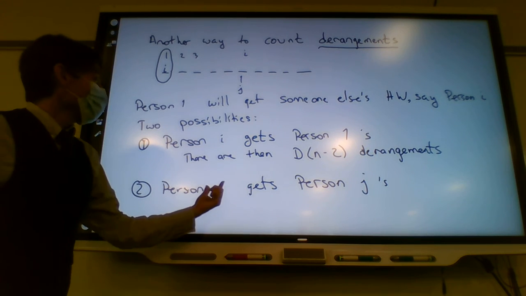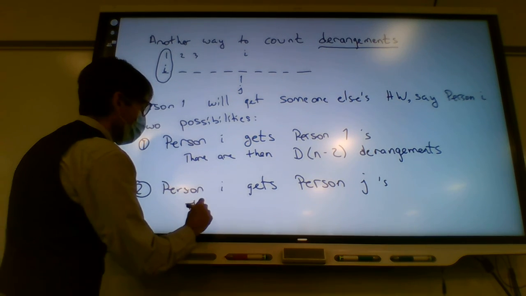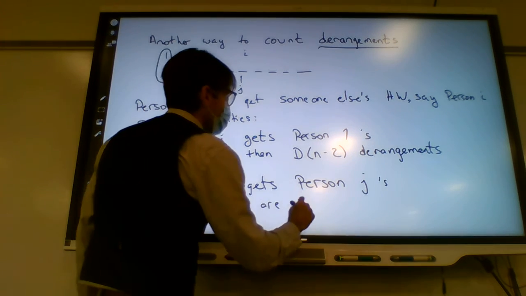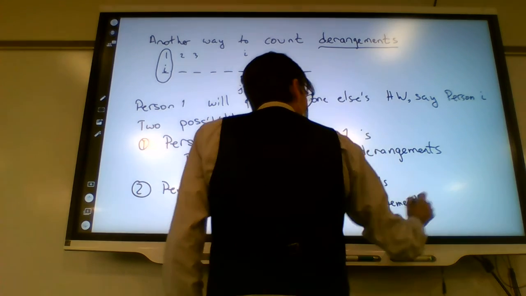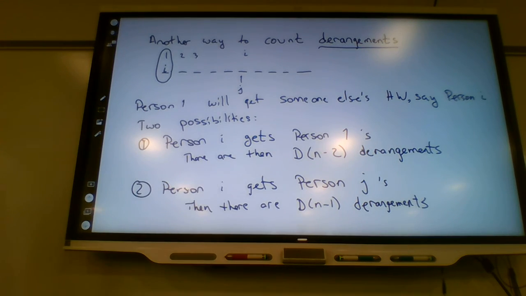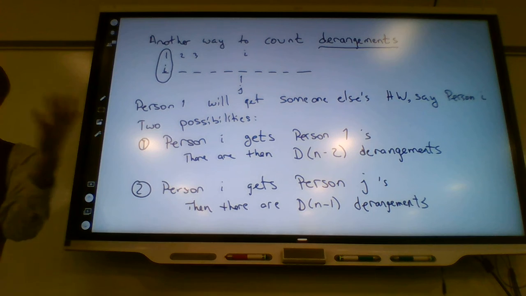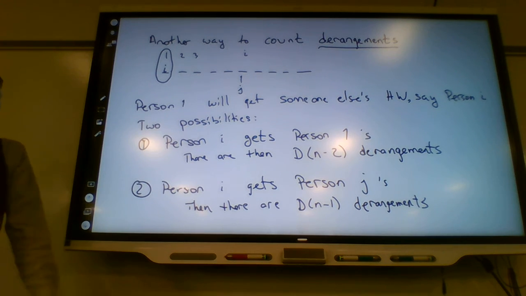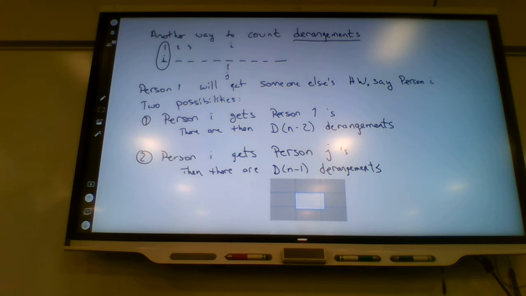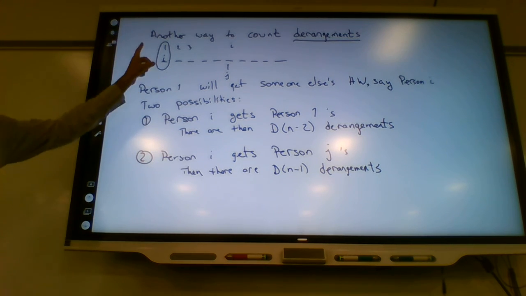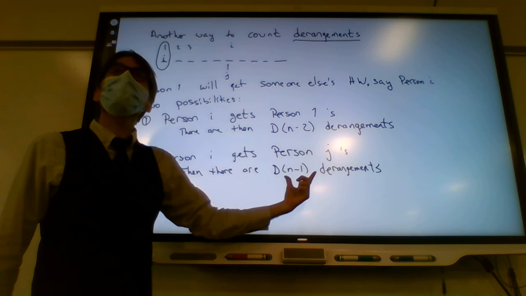All right, what if person I gets some other person's homework? Then there are this many ways, because person J can be a bunch of different people. So in that case, there are this many different derangements. Everybody else is messed up, right? Their homework is all messed up. Does it make sense? Okay, so once this person gets person I's homework, depending on what else happened, there are this many or this many derangements.